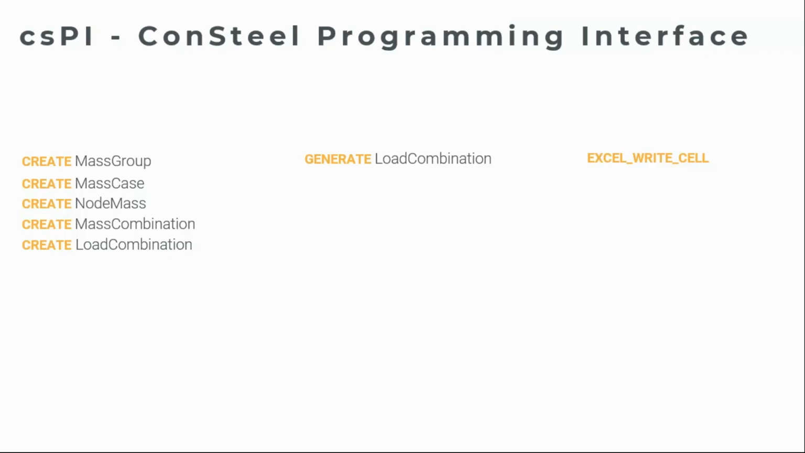We can create load combinations by hand if you want that. If you have existing load cases in your model and you want to combine them in a way that you feel good to, you can do that by simply referencing the load cases by their IDs and then adding the combination factor after them. Also, we can generate load combinations, so all of those load generation options which are in ConSteel can be used with the generate load combination command.